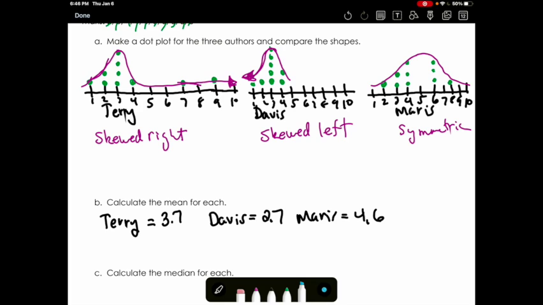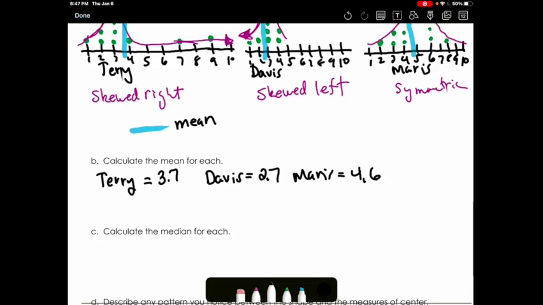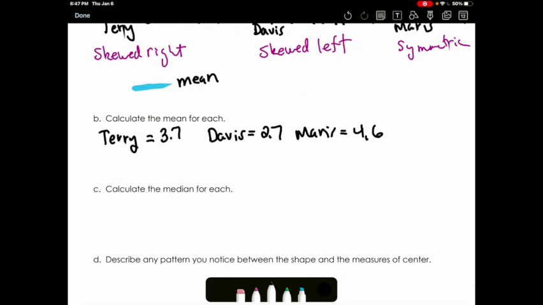Let's take a look at that on the graph. So I'll draw the mean in this light blue. On Terry, the mean would be at 3.7, so somewhere here close to 4. On Davis, it would be 2.7. And then on Maris, it would be 4.6. So pretty close to 5, somewhere in here. Those are the means. Let me highlight that down here and make a key. The blue is the mean.